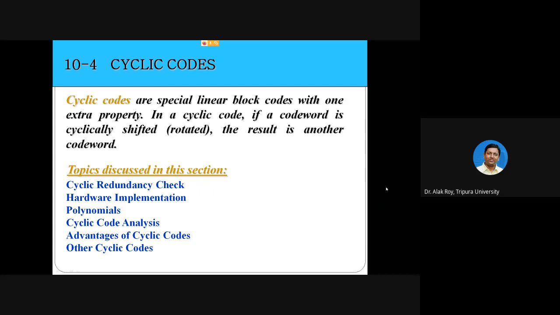Cyclic codes are special linear block codes with one extra property. In a cyclic code, if a code word is cyclically shifted, the result is another code word.